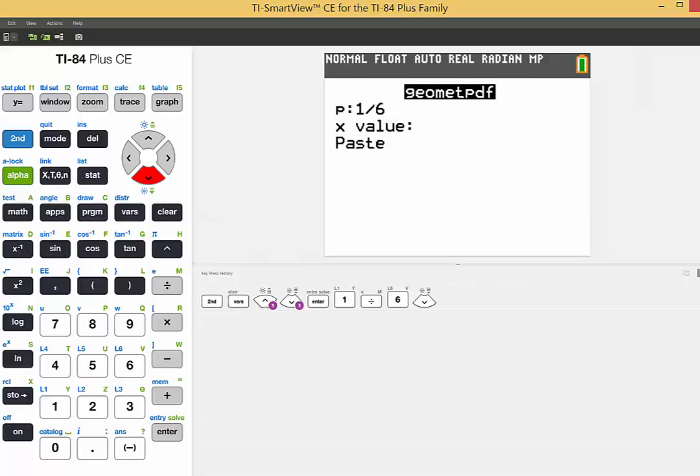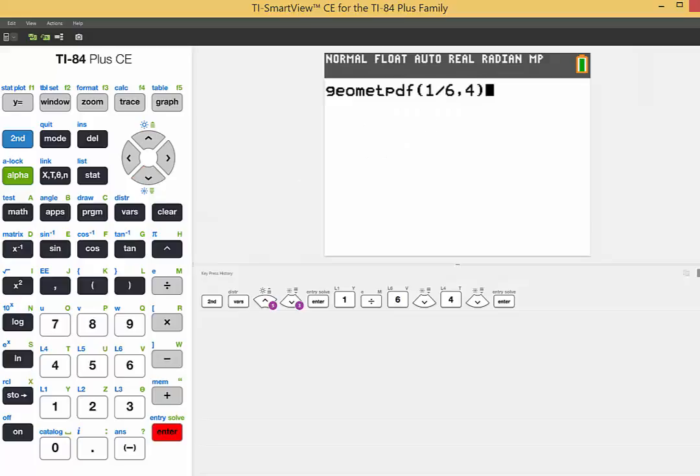Now the X value will be the number of trials that must occur before we wind up with our first success. And this time it was 4. So we'll hit paste. And if you're using an 83 or 84 calculator that does not use the menu to prompt you for these values, your syntax will be P and then X. And this probability turns out to be 0.096.